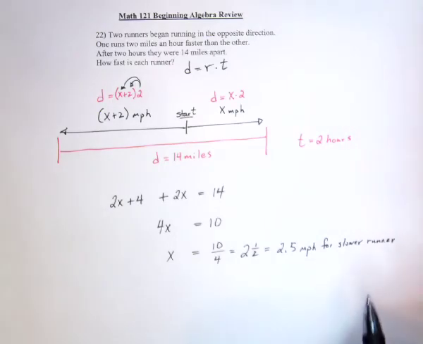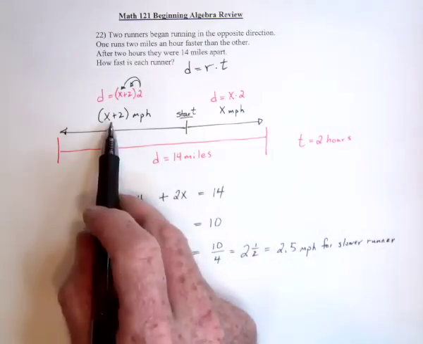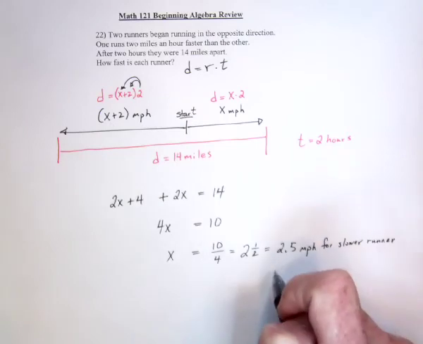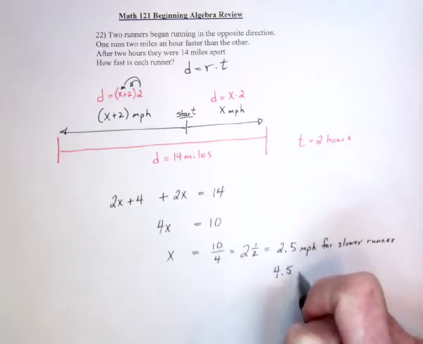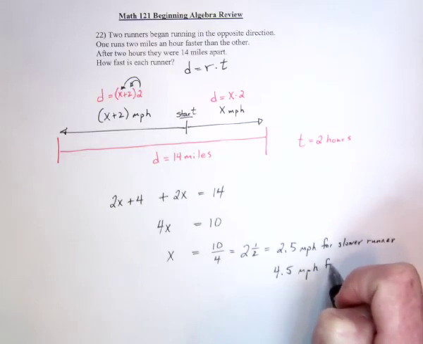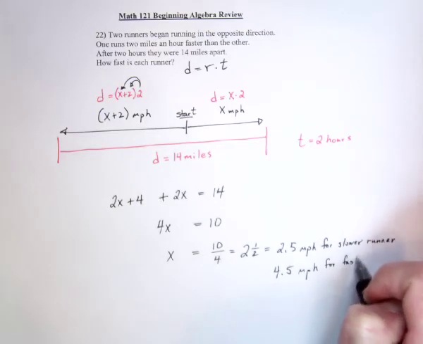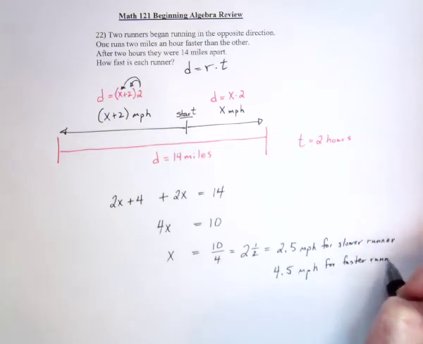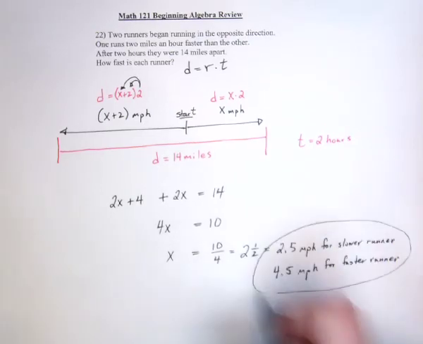Anyway, then for the other person, it's going to be 2 miles an hour faster, so that means you add 2 to this, it's going to be 4.5 miles per hour for the faster runner. And then we've answered the question.